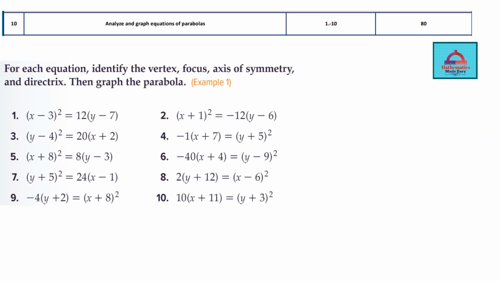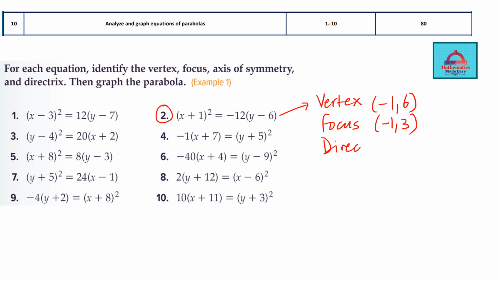So now I will give you the final answers for the remaining questions. So for this one, question 2, the coordinates of the vertex will be -1, 6. The coordinates of the focus will be -1, 3. The directrix will be 3 units up, and the axis of symmetry is going to be the line x equal to -1.